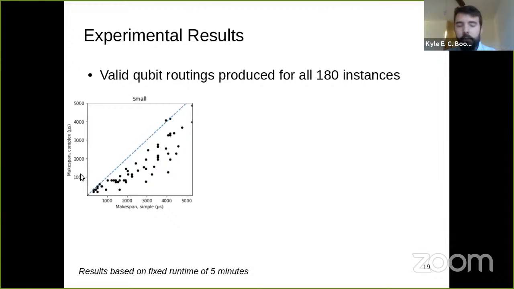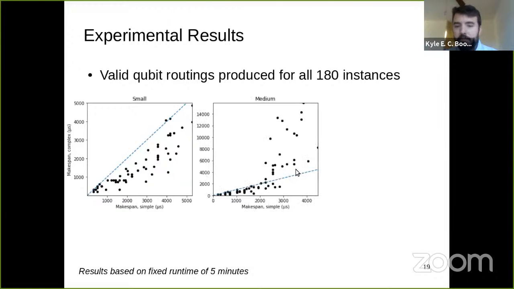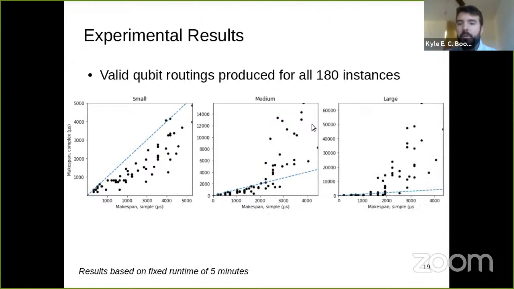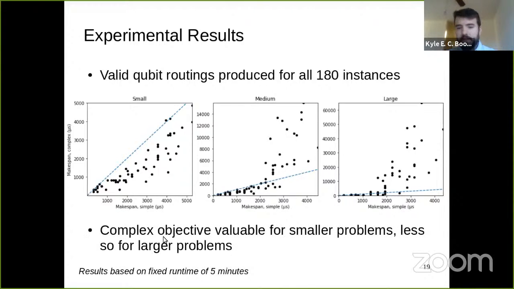And so we can see for small problems, it's actually quite beneficial to use that complex objective function that reasons over the gate durations. For medium problems, as these problems get larger and the complex objective function gets harder to reason over, it starts to lose out to that simple reasoning. Remember, we're bounding our search by 5 minutes. And these are mostly, as the problem sizes get larger, 20, 25, 30 gates. And then for large problems, we can see that the advantage is quite a bit in favor of just doing the simple objective function that tries to minimize circuit depth. And so once again, complex objective, valuable for smaller problems, less so for larger problems.